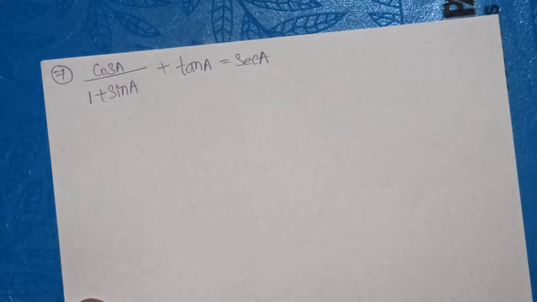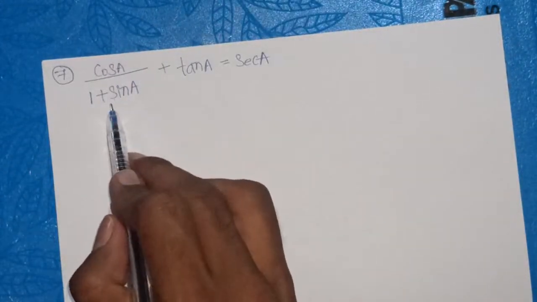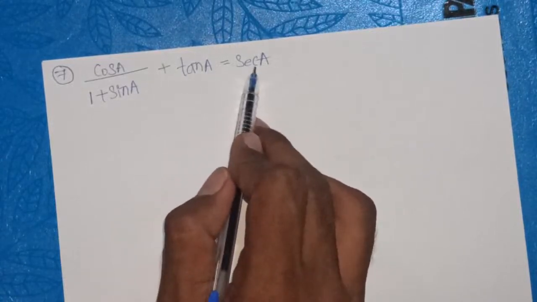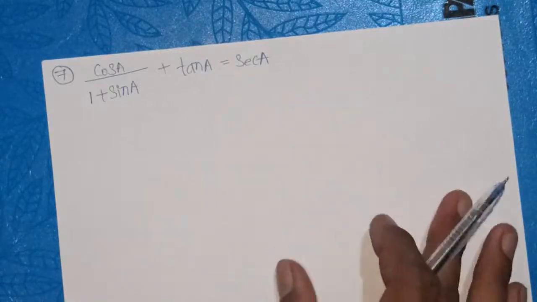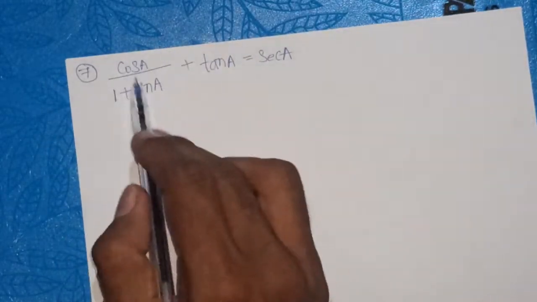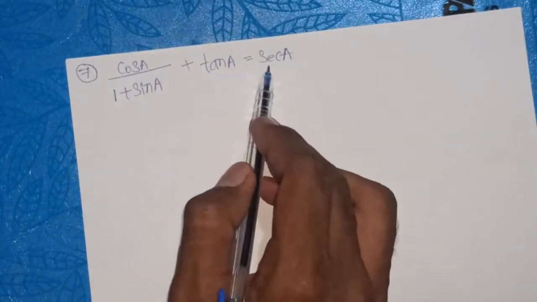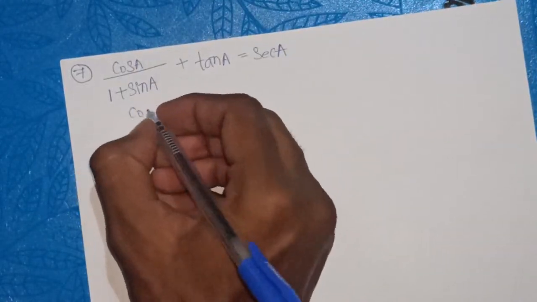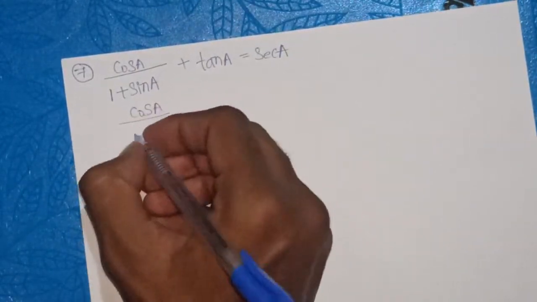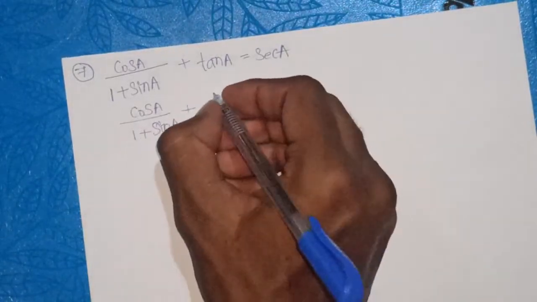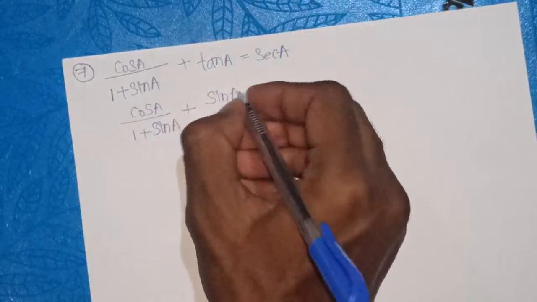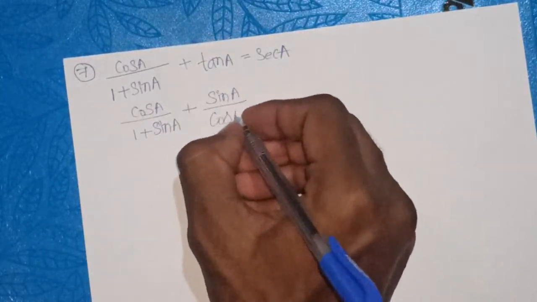So let's move on to next question. Cos A by 1 plus sin A plus tan A will be equal to secant A. By converting LHS, we need to change to RHS. So let us convert all the terms in the LHS to sin and cos. Therefore, cos A by 1 plus sin A plus tan A can be written as sin A by cos A.